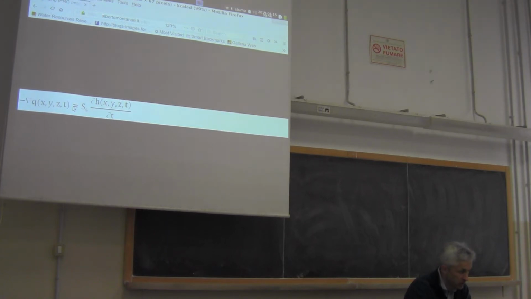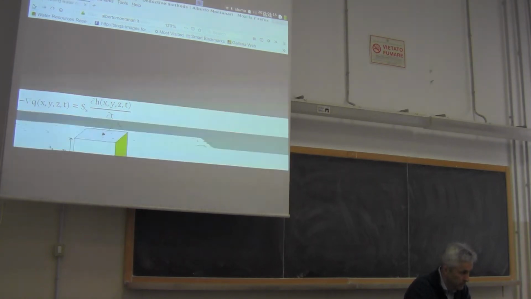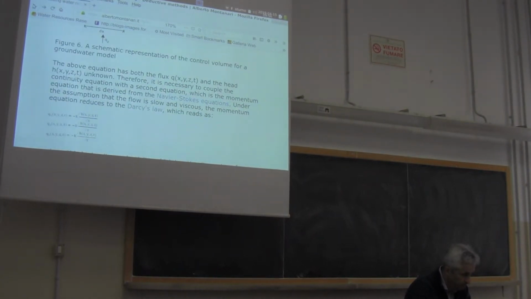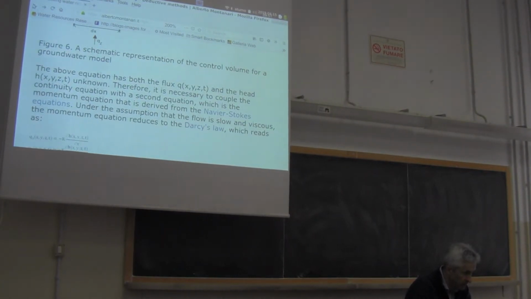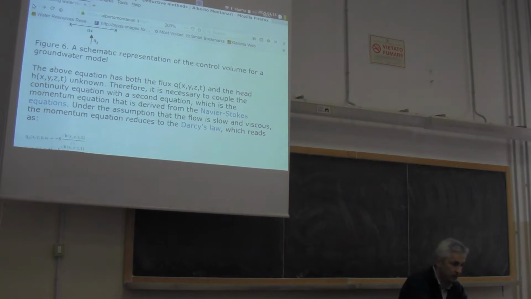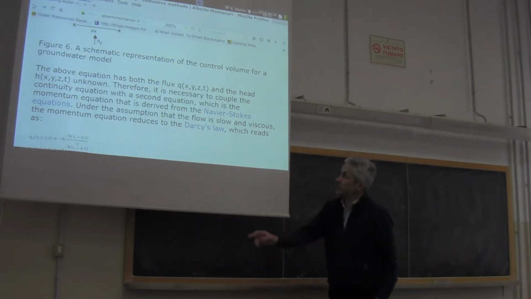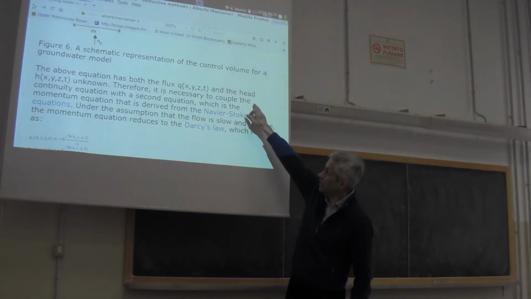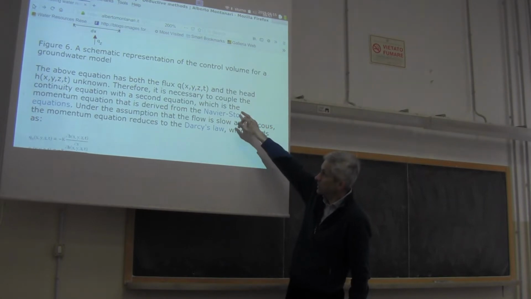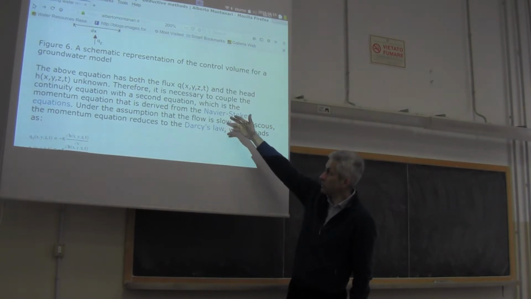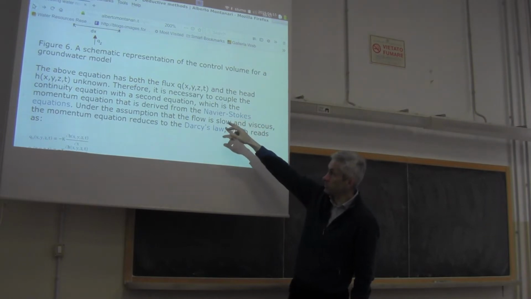Additional considerations. Okay? And this is written here. The above equation has both the flux and the head unknown. Therefore, it's necessary to couple this continuity equation with the second equation, which is the momentum equation.